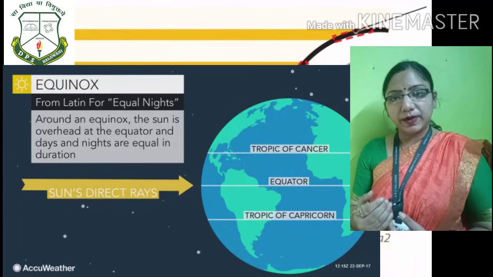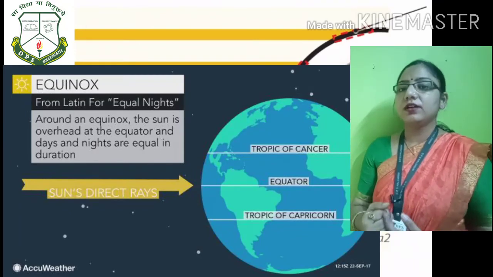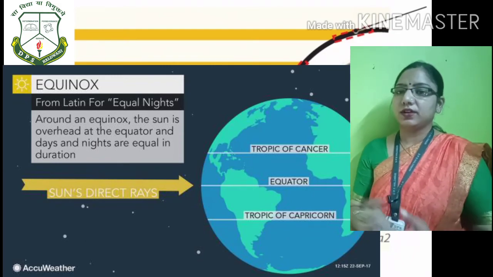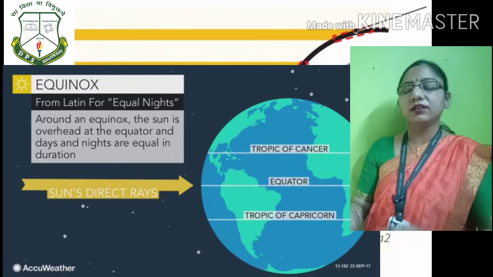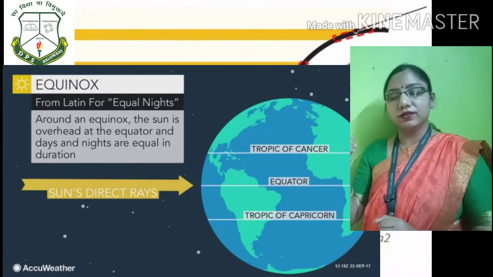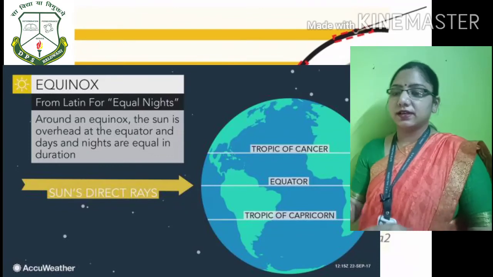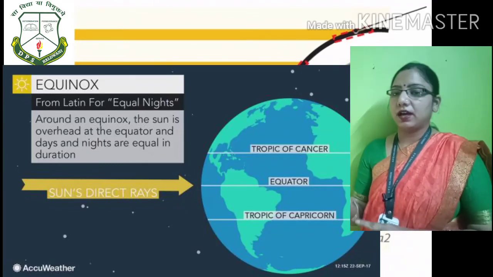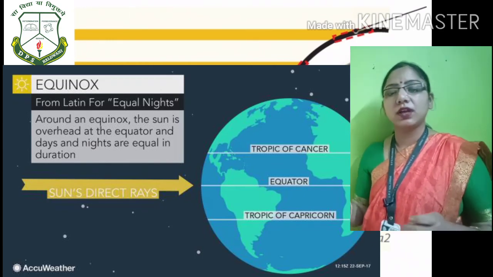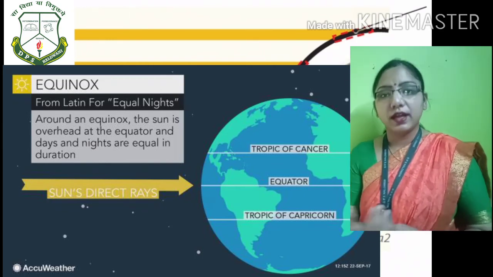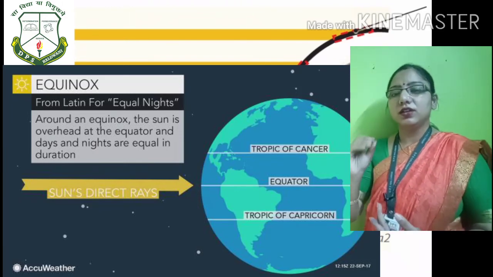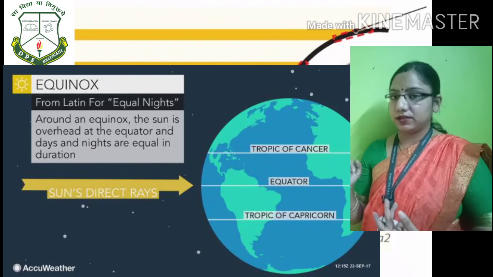Students, to better understand this condition, we can take the example of equinox. What is equinox? Equinox is a condition when days are 12 hours long over the world, and it happens on 21st March and 23rd December due to the rotation of the earth on its axis and the distance between the equator and the tropics.